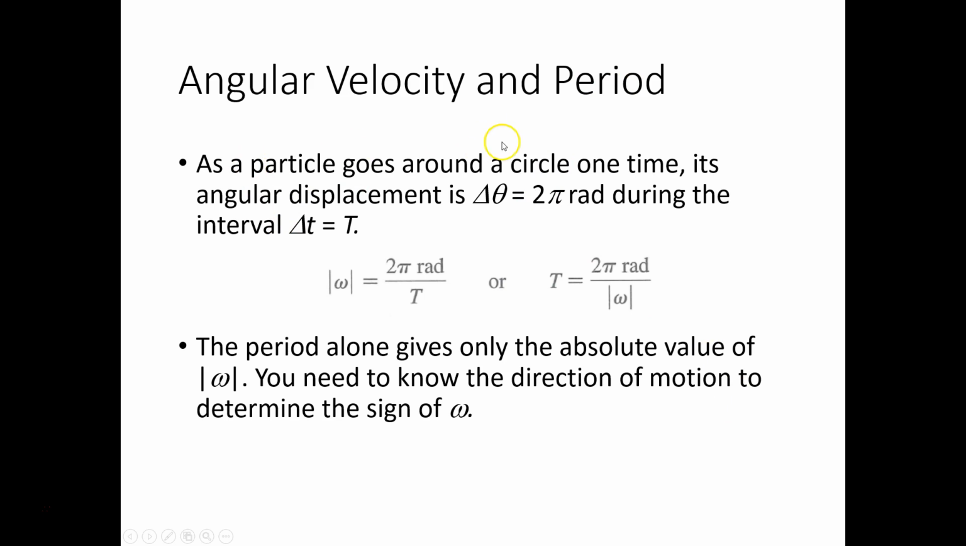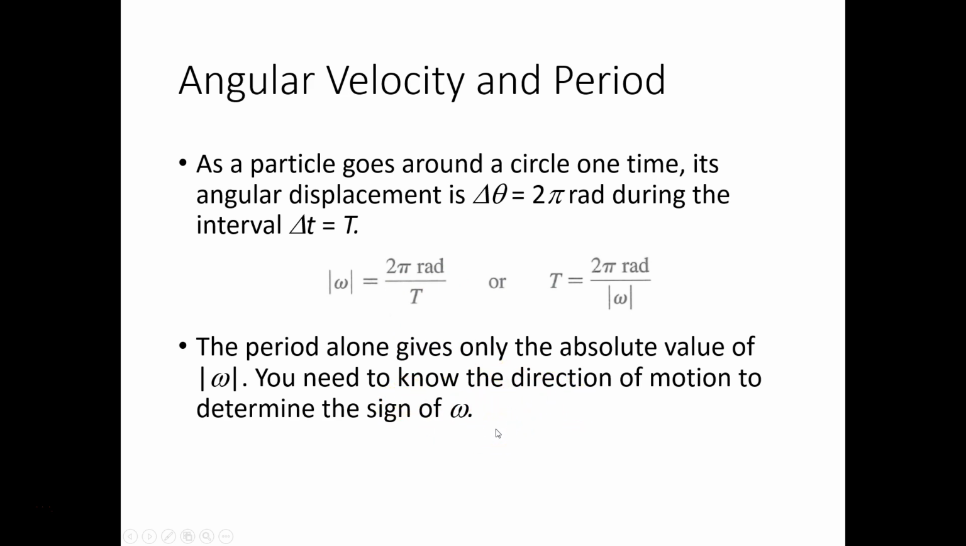Angular velocity and period. As a particle goes around in a circle one time, its angular displacement, which is the change in the angle, is equal to 2 pi radians, and it's during that time interval, which is the period. So here we can see that the absolute value of the angular velocity is equal to 2 pi radians over the period, or the period is equal to 2 pi radians over the absolute value of the angular velocity. The period alone only gives the absolute value, and that's because our period can't be negative. You need to know the direction in order to do that.